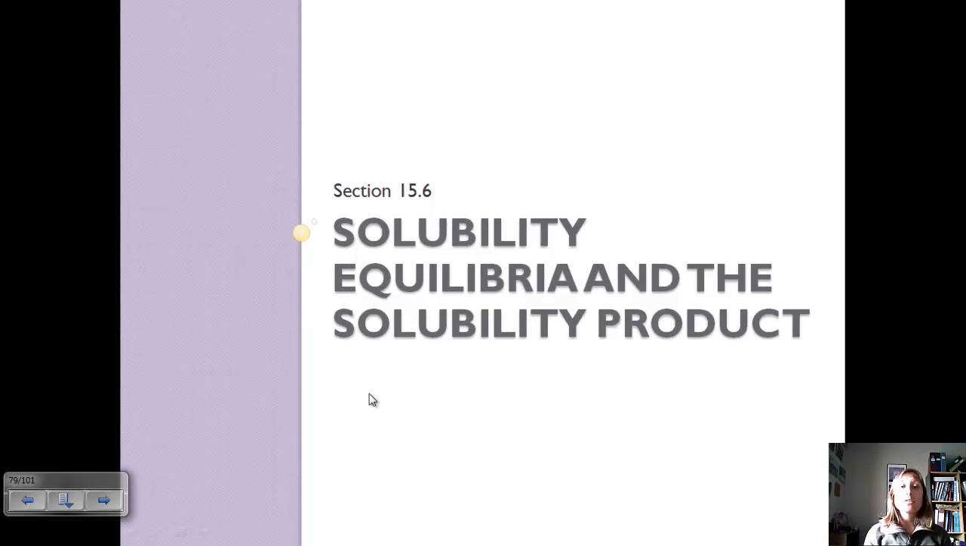Today we're going to discuss section 15.6, which is solubility equilibria and the solubility product. So we're now moving into part 2 of chapter 15. We've talked about acids and bases, and now we're going to talk about salts.